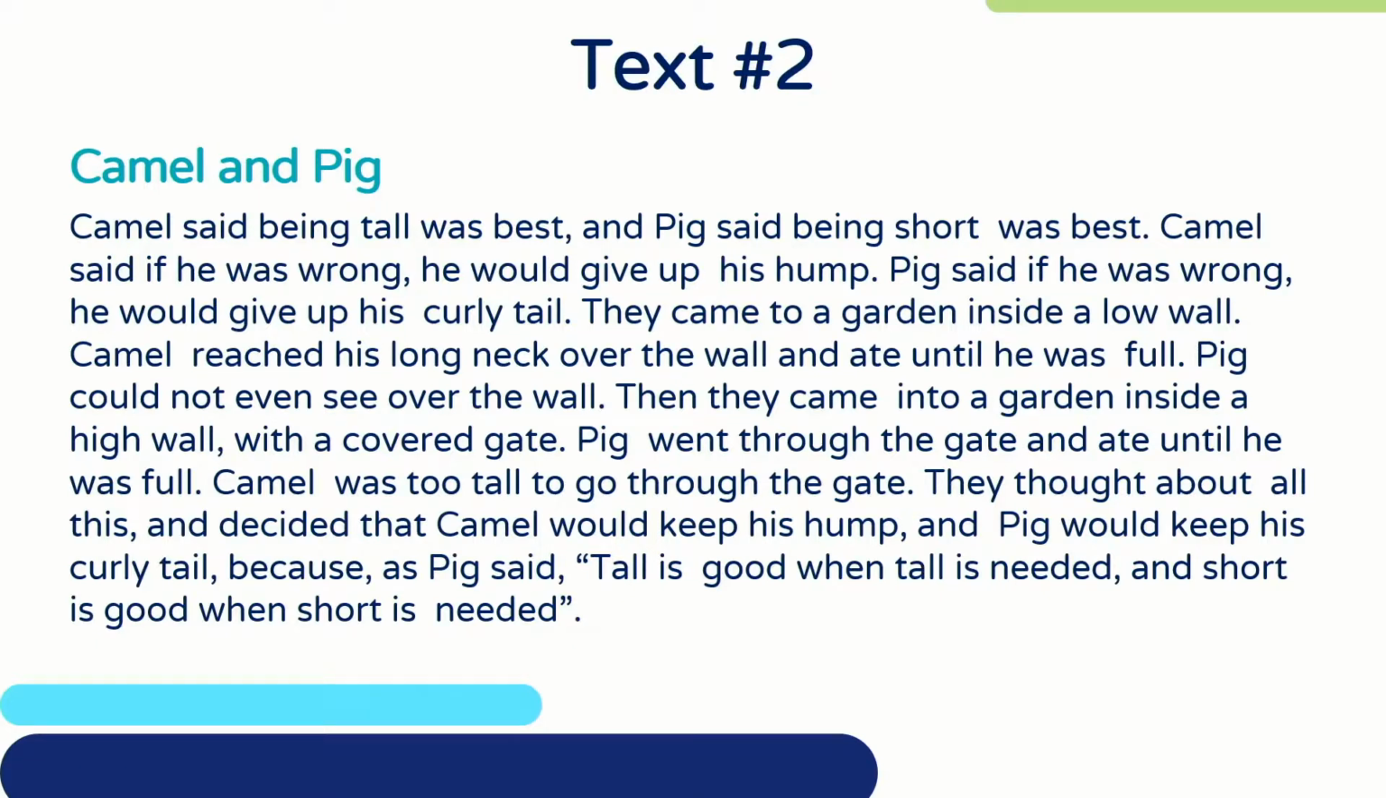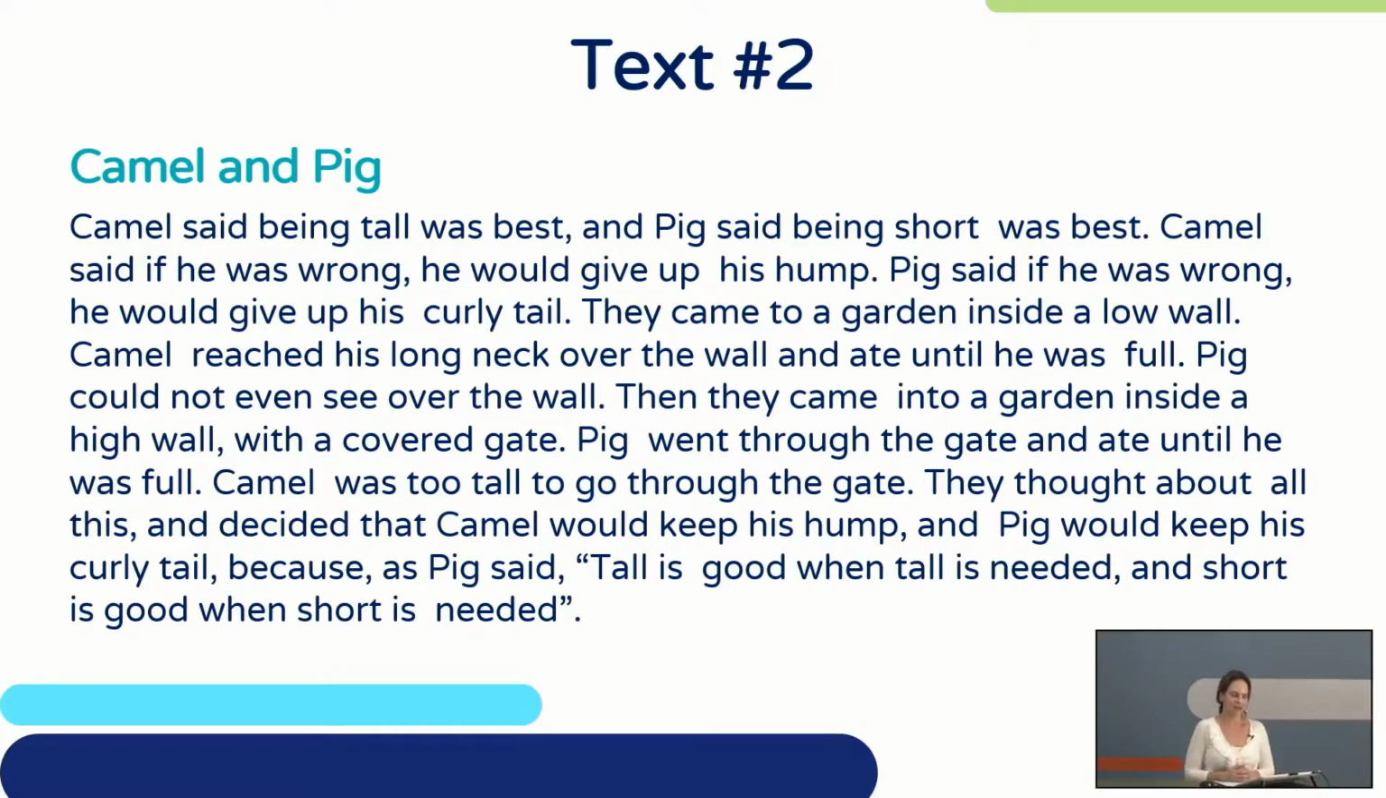Camel and Pig. Camel said being tall was best, and Pig said being short was best. Camel said if he was wrong, he would give up his hump. Pig said if he was wrong, he would give up his curly tail. They came to a garden inside a low wall. Camel reached his long neck over the wall and ate until he was full. Pig could not even see over the wall.